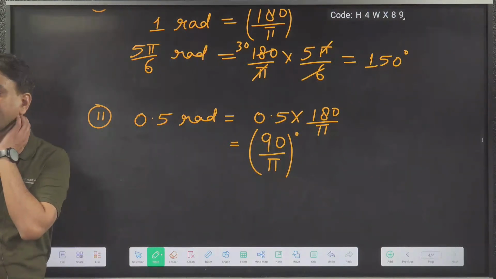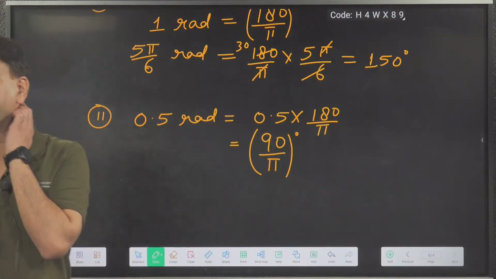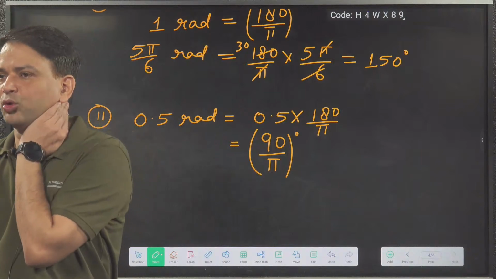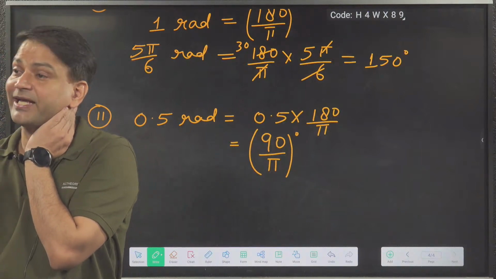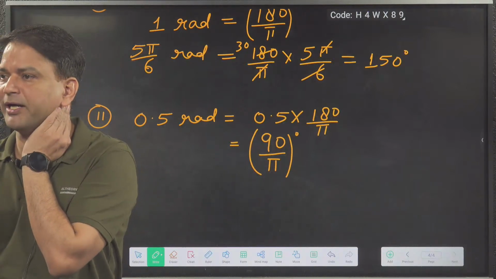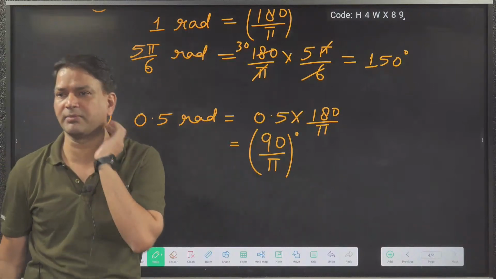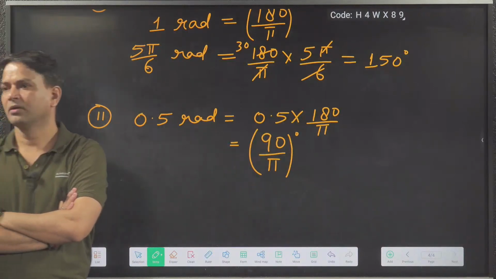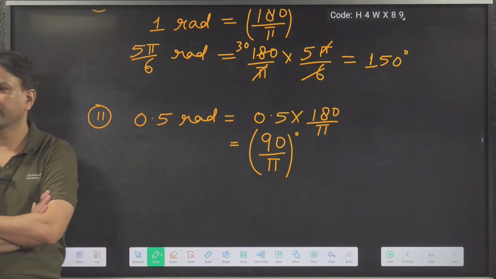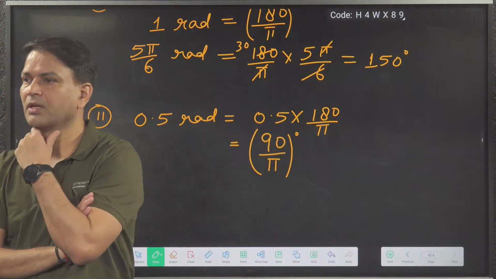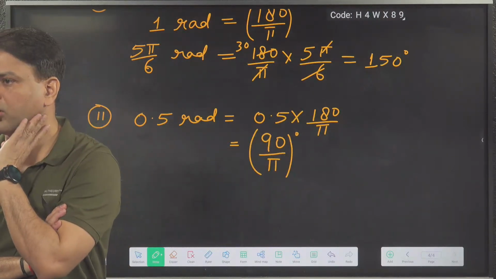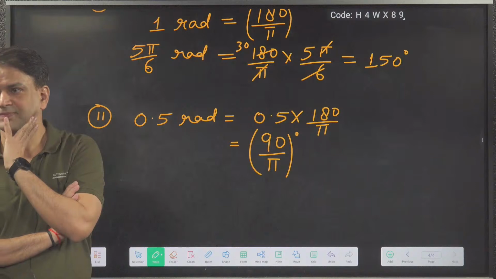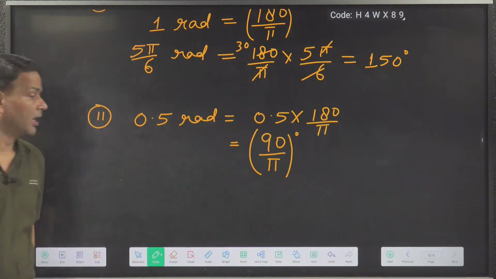Who is saying 90? Did they understand or not? If I were saying pi by 2, then the answer would be 90 degree. But I gave only 1 by 2. I have not given pi by 2. That's why the answer is 90 by pi degree. Okay. Have you understood or not?